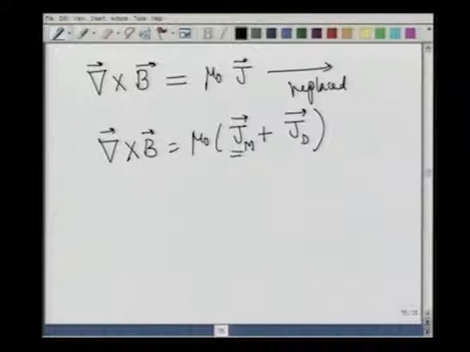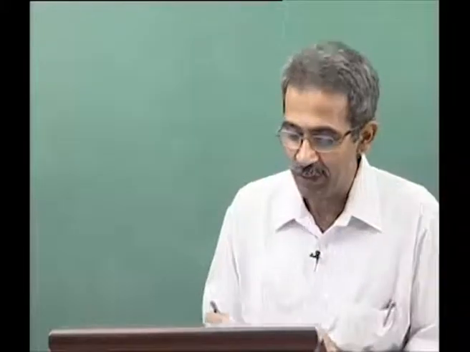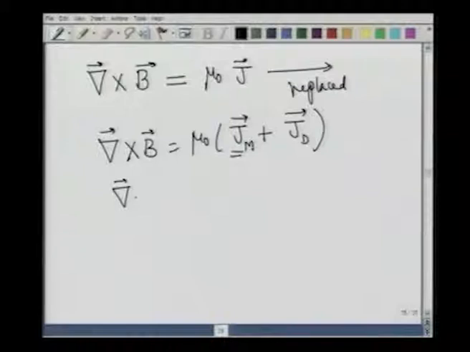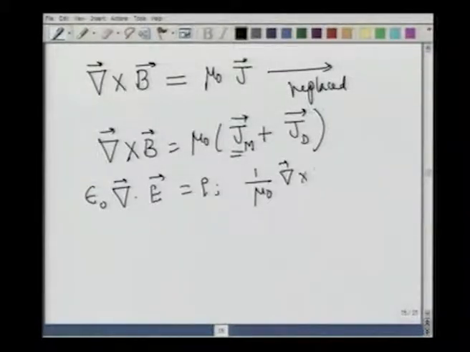I have my JD. Therefore, now all that you have to do is to compare the left hand side and the right hand side. Let me do that. There is no harm in repeating it. What are the equations that I had? Epsilon naught divergence E is equal to rho, and 1 over mu naught curl of B is equal to Jm plus Jd.